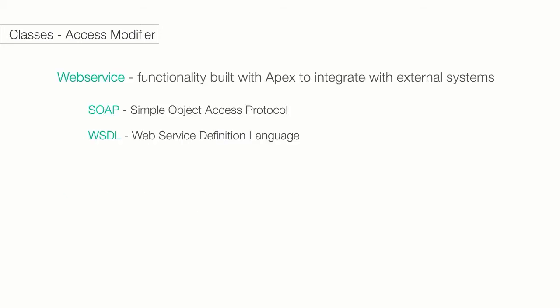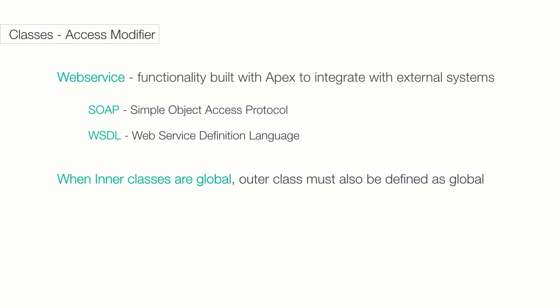Any functionality you develop with Apex to integrate with an external system using SOAP or WSDL is called a web service. SOAP and WSDL are open standards to integrate web applications. So any class that contains methods defined with the web service keyword must be declared as global. If a method or inner class is declared as global, the outer class must also be defined as global.